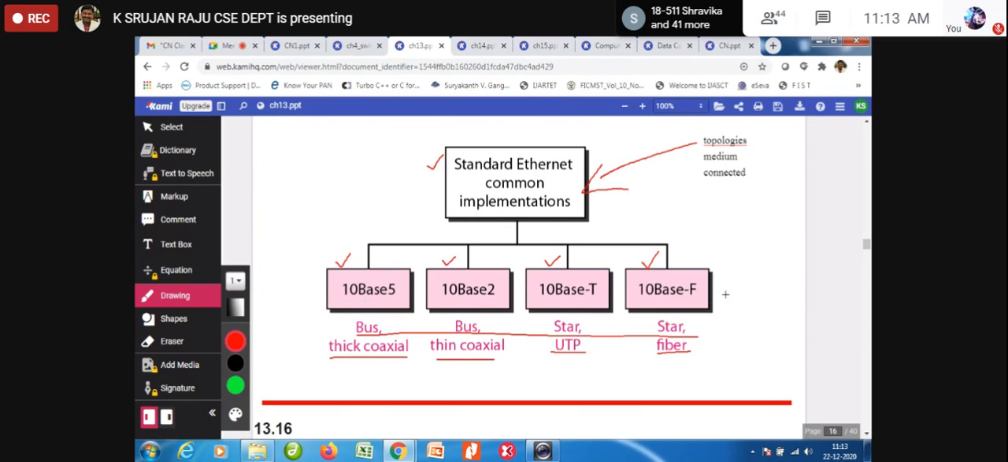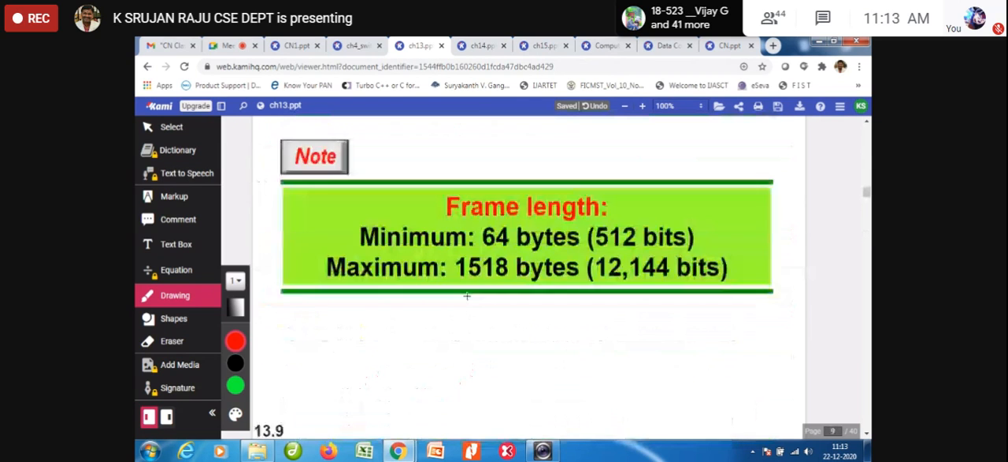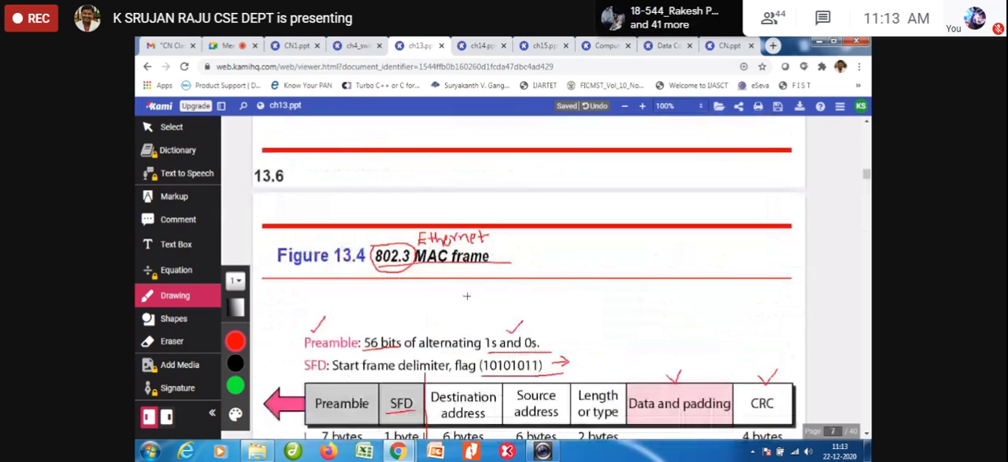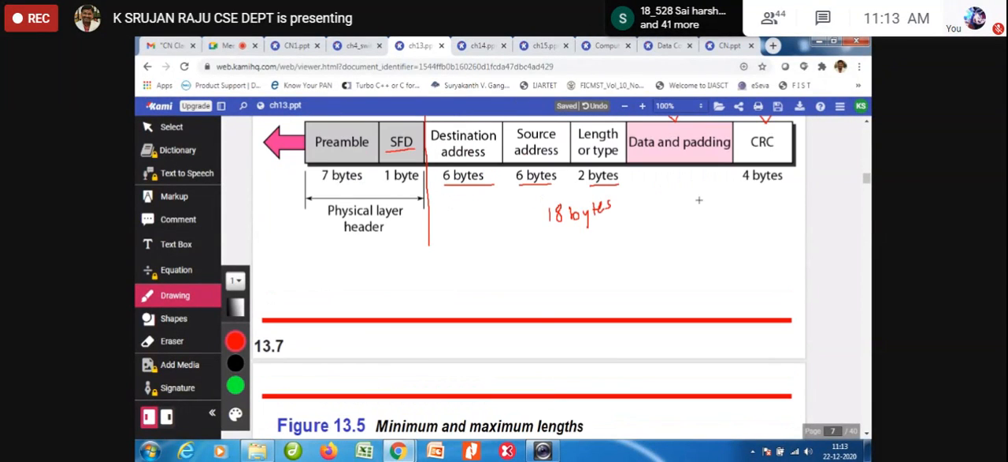Now, dear friends, if you look at standard Ethernet, we are going to have four different types of implementation. What are those four? 10Base5, 10Base2, 10Base-T, 10Base-F. And please try to remember, this is the network which provides 10 Mbps speed only, as I have shown. The speed of this is 10 Mbps, and then 100 Mbps, then 1 Gbps, then 10 Gbps.